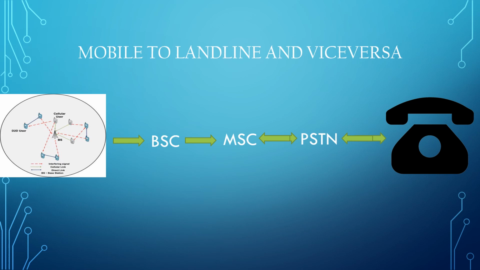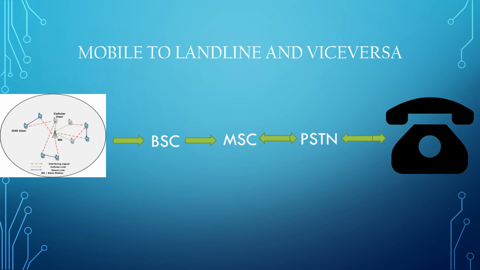If it is valid, a connection to the called party is made through the public switched telephone network PSTN. The MSC requests the base station to move the mobile phone to an unused voice channel so that the conversation can begin. This is how a call is made from a mobile phone to a landline phone.